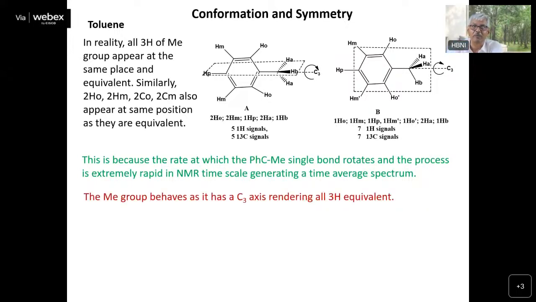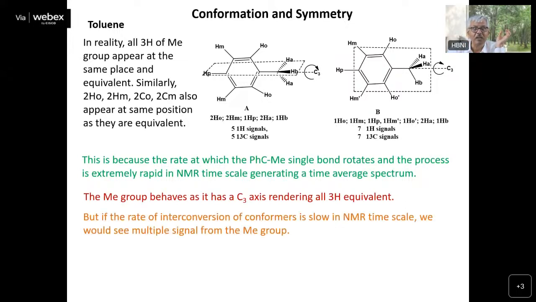So the methyl group behaves as if it has a C3 axis. It is a localized C3 axis, making all three hydrogens equivalent, and that in turn makes both the ortho hydrogens and ortho carbons equivalent. Similarly, both the meta hydrogens and meta carbons are equivalent. But if we can reduce this, if the interconversion of conformers is slow on the NMR time scale, we will see multiple signals from the methyl group as well as the aromatic protons, as I showed you from the conformers.